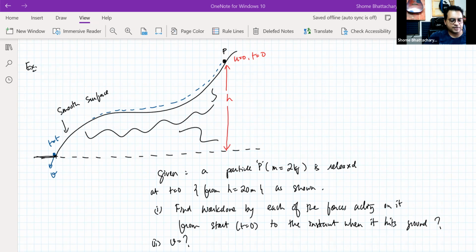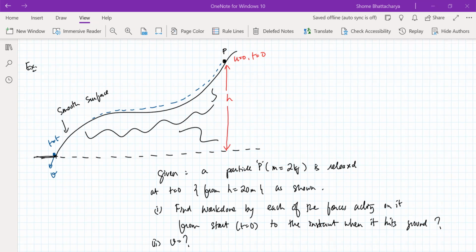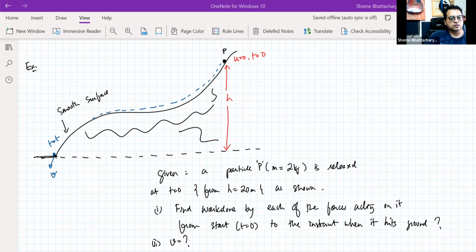Now let's start with talking about gravity. What type of force can we say gravity is? Is it a constant force or a variable force? Constant. Okay. So then do we need to do integration for gravity? No, sir. Okay.